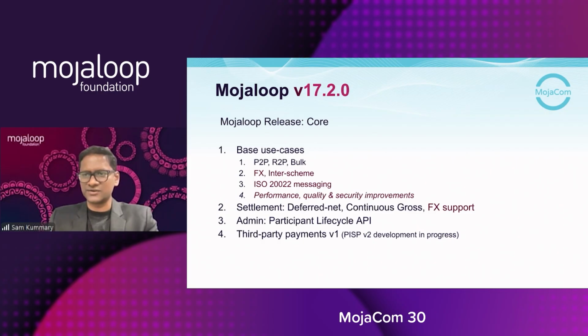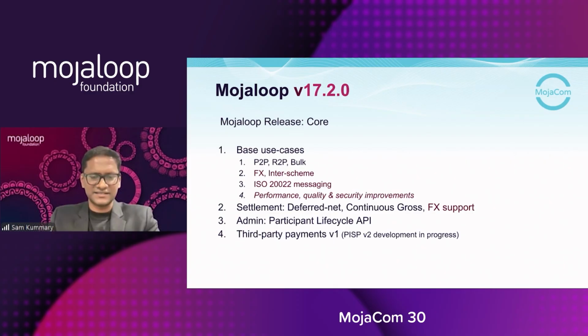Of course, this is the core. We saw that, and on top of this, we have the other overlays and services to build on that. The usual use cases for settlement are still supported: deferred net, continuous gross, with FX support. Version 2 is the settlement version supported now, and version 3 is something that we have in the pipeline for the future. Similarly, participant lifecycle API version 1 is supported.